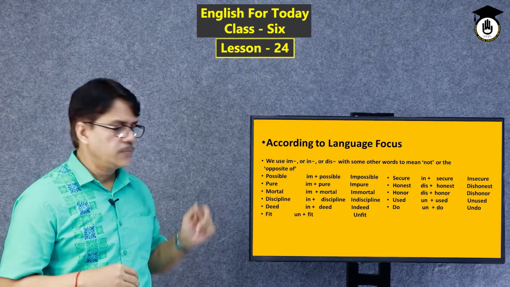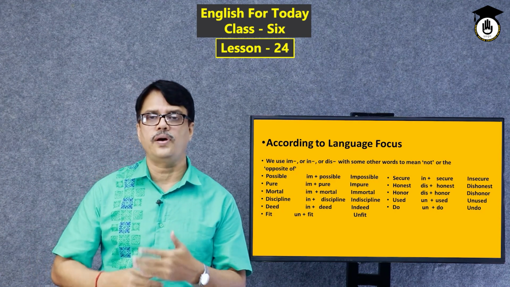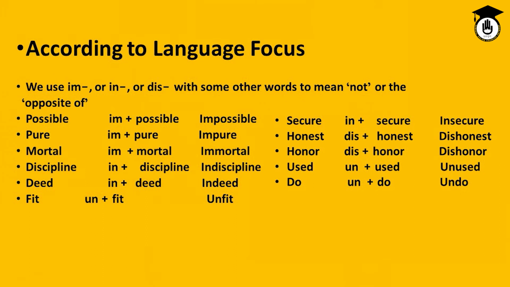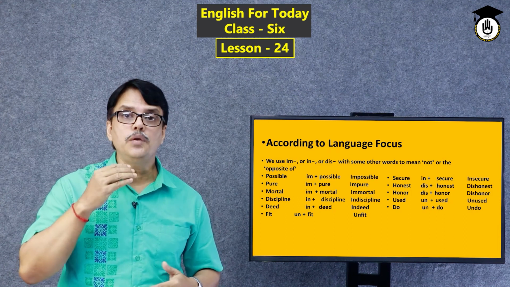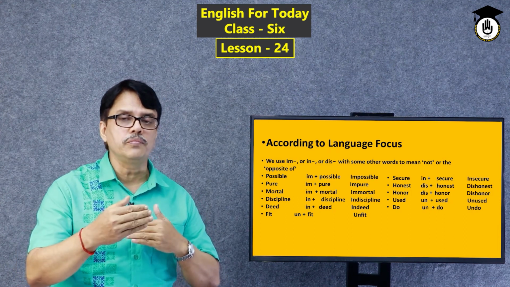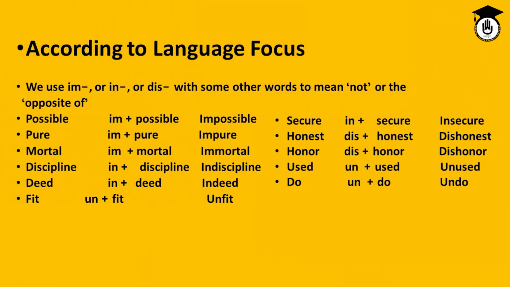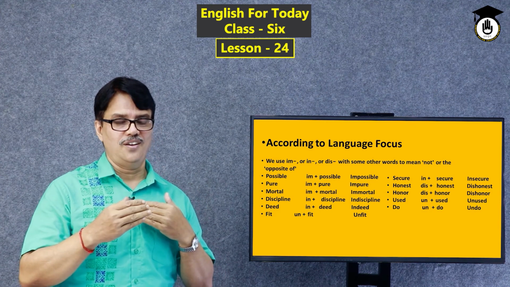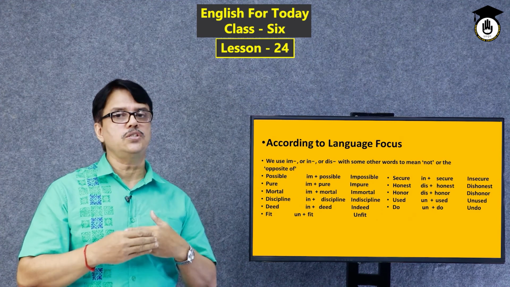Now, you see, we practice with some words that will be good for us to learn. Possible, impossible, that means not possible. Understand, my students? Next, pure, impure. Pure, opposite, impure. We use here im with the base word pure. Next, mortal, immortal. Immortal is the opposite of mortal.